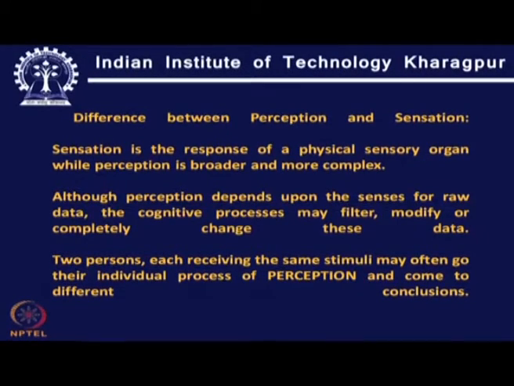So, although perception depends on the raw data, the cognitive processes involved in it may filter the data based on its own requirements and preferences and give a meaning which may be different from person to person, and which may completely change the data also based on the interpretation.